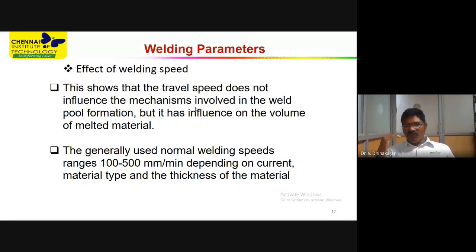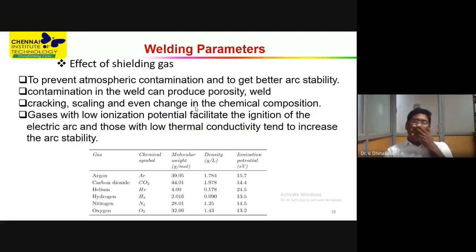You need to spend a lot of time to fix these parameters, and these parameters can only be fixed upon trial and error method. Hence, this trial and error method can be effectively reduced or thrown out by using computational methods. Okay. Then shielding gas.